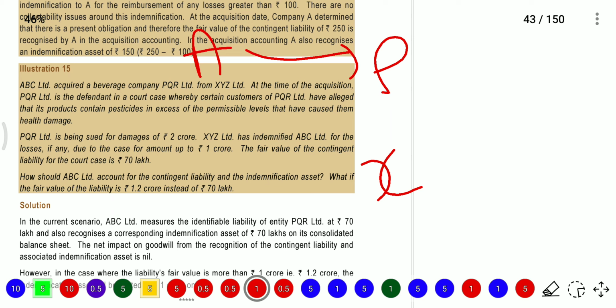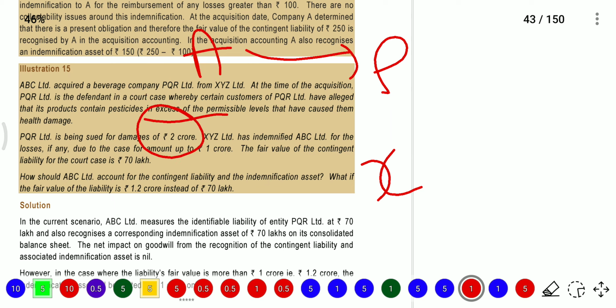At the time of acquisition, PQR Limited is a defendant in a court case where certain customers of PQR Limited have alleged that its products contain pesticides in excess of permissible limits. So the items contain some insecticides, that is pesticides, more than the permissible level, and for that reason some persons suffered health damages. Now PQR Limited is being sued for damages of 2 crores.